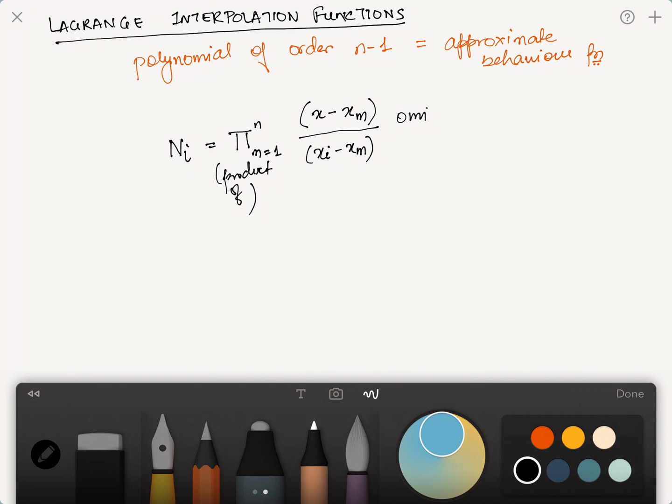However, you omit at each time, in both numerator and denominator, x minus xi and xi minus xi. So in the denominator you omit xi minus xi, because of course you are going to get 0, so infinite, and in the numerator you omit x minus xi.